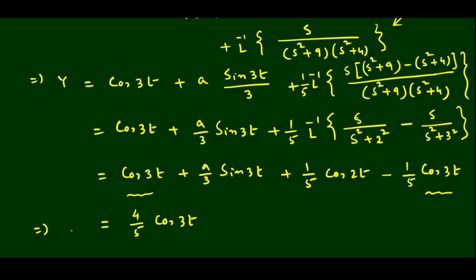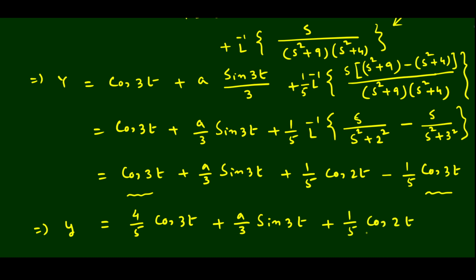In the left hand side, in place of capital Y you can write small y, because initially, I think you remember, we replaced small y by capital Y. That's why finally again we have to replace capital Y by small y. So then plus a by 3 sin 3t, and then plus 1 by 5 cos 2t.